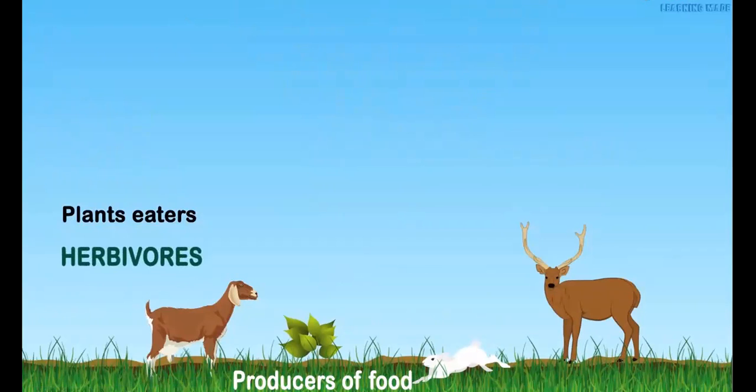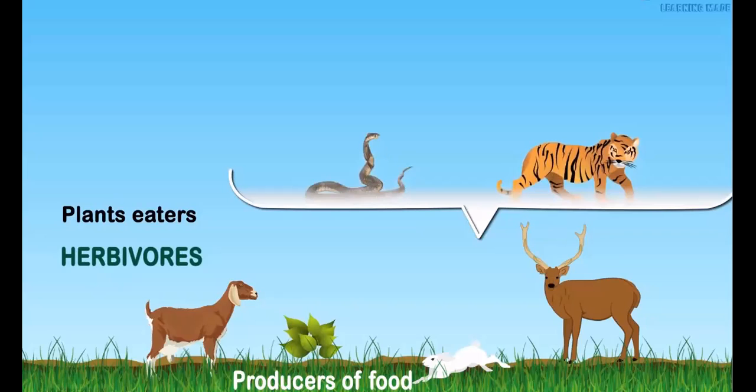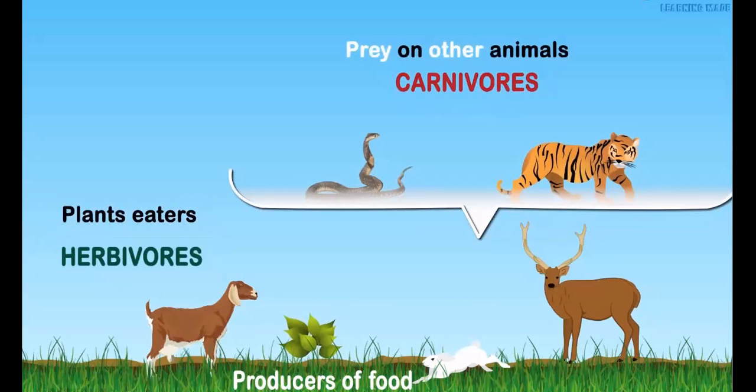There are also animals that feed on these animals. For instance, the tiger may eat the deer, and the snake may eat the rabbit. So what are these animals called then? That's correct. These animals are called carnivores. Animals that eat plants are called herbivores, and animals that prey on other animals are called carnivores.